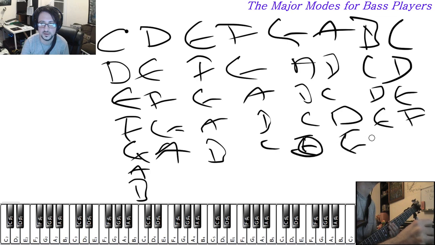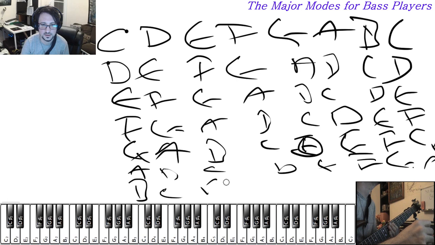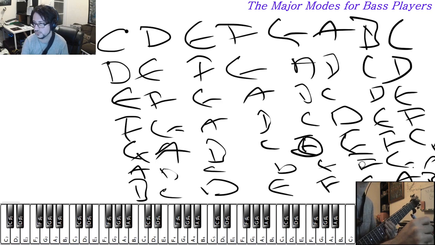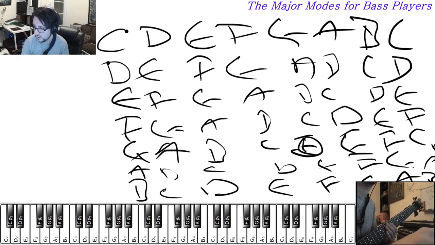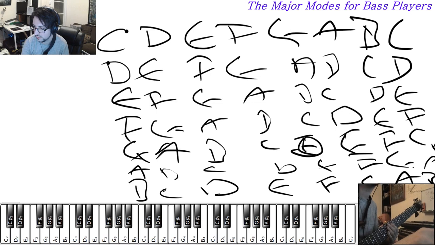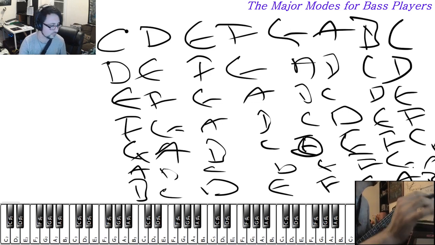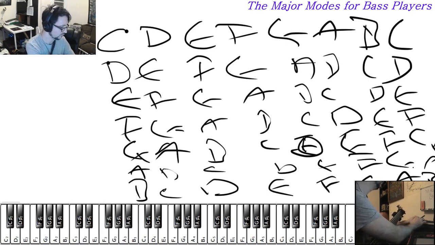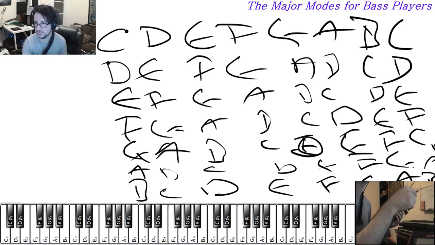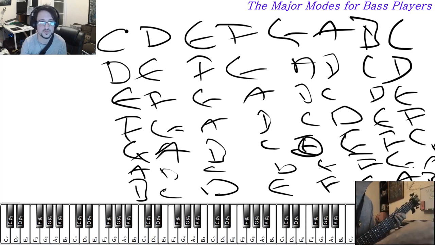D, E, F, G, A, B, C, D, E, F, G, A, B, C, D, E, F, G, A, B. Okay, so some of that's missing there. Hold on, let me just unobscure that. So that's the idea anyway. So on the piano, that goes... You get the idea. It goes up and down the scale in a linear fashion.